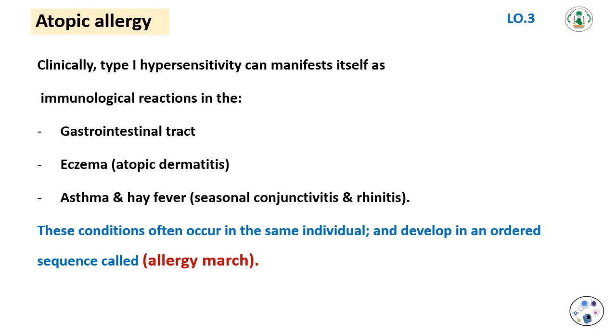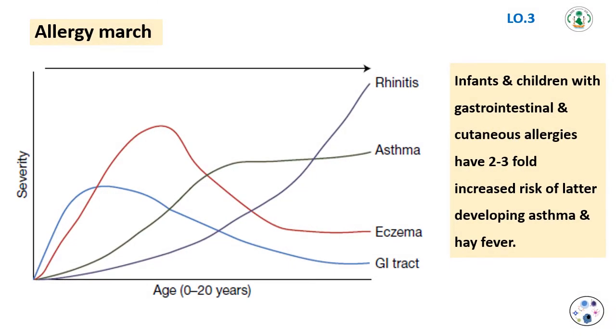Now, what is the allergy march? Here in this diagram, infants and children with gastrointestinal and cutaneous allergy, causing GI tract allergy and eczema, have a 2 to 3-fold increased risk of later developing asthma and hay fever, or rhinitis in that case. This is the allergy march.